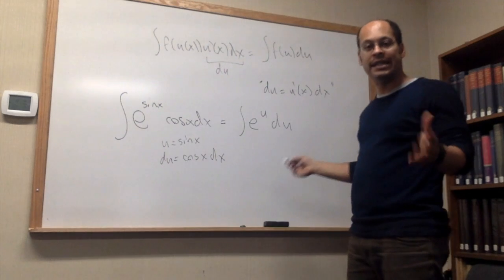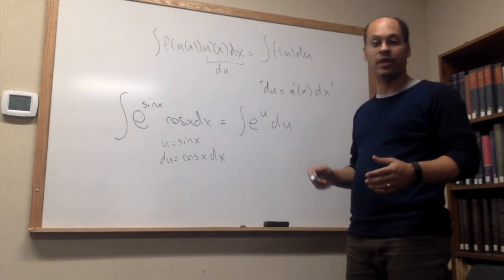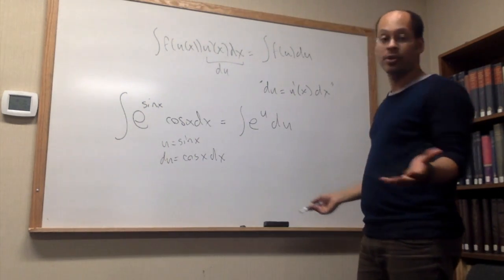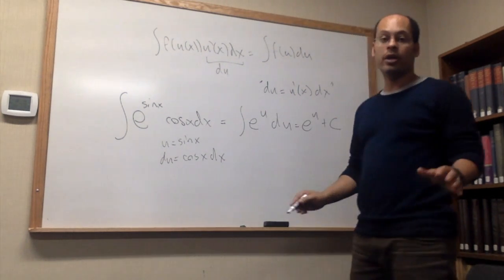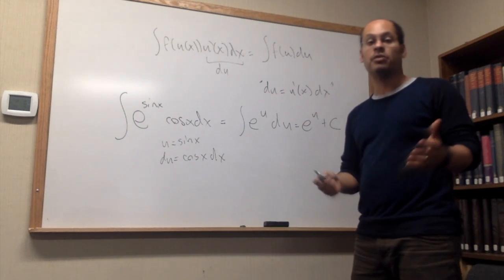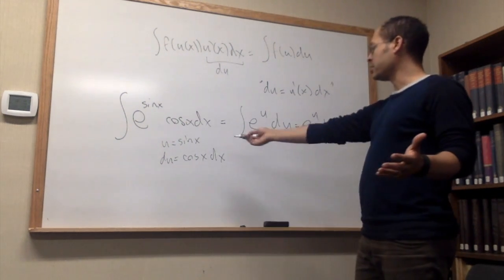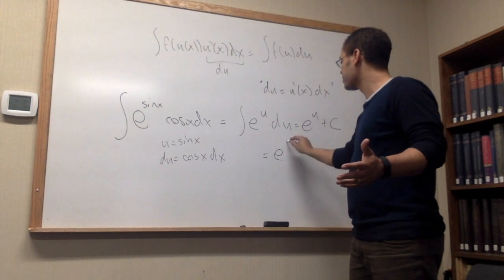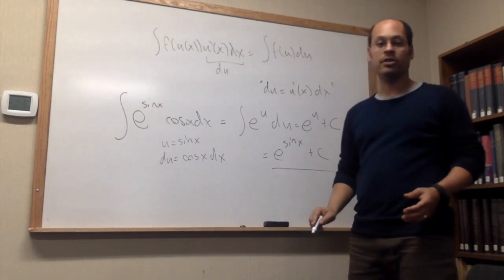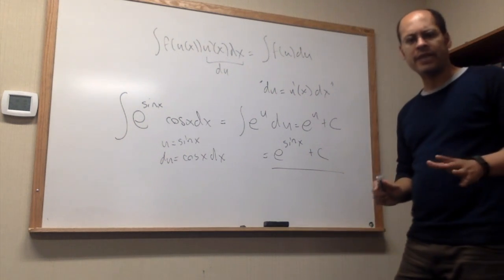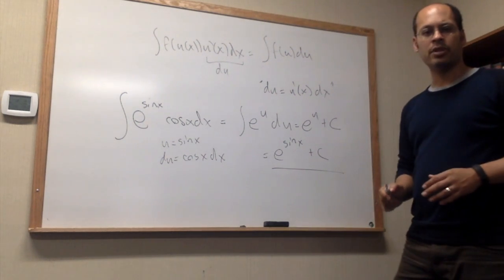We're left with this really easy integral with just the exponential function. And the exponential is its own derivative, so we're done. That's e to the u plus c. We're kind of done because we'd like our answer to be in terms of x. So we have to say that u is sine x, so the answer is e to the sine x plus c, and that's our final answer. Okay, so that's the basic idea and how it's applied in a simple context.